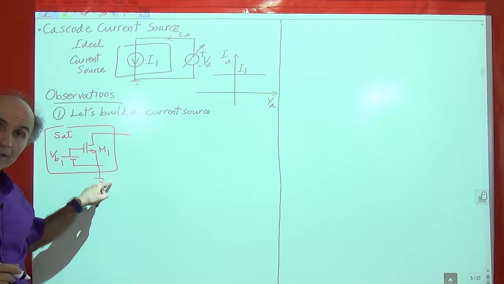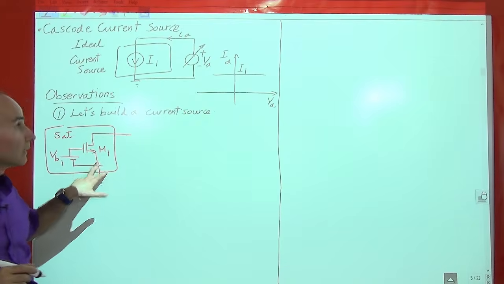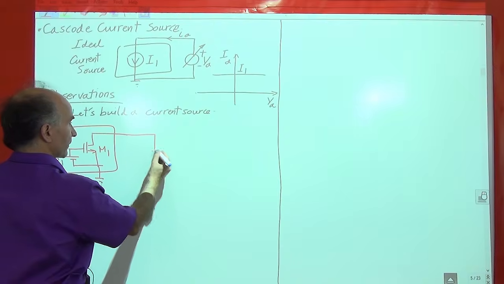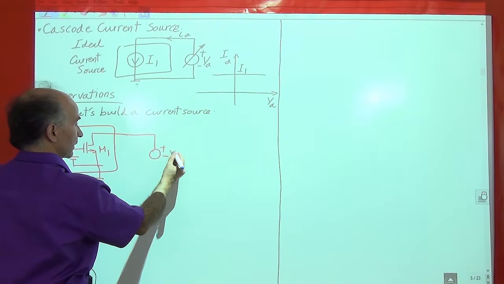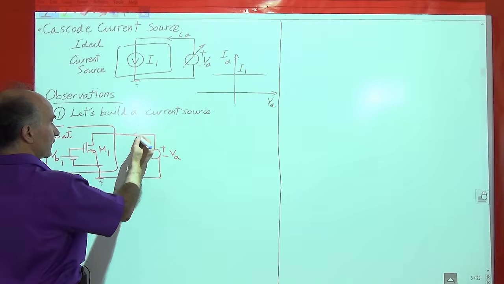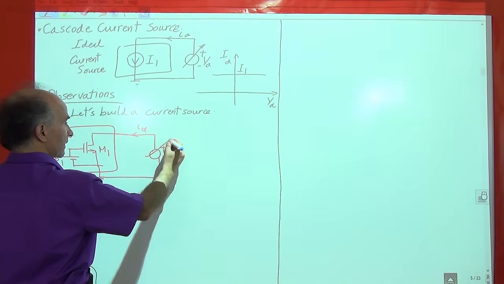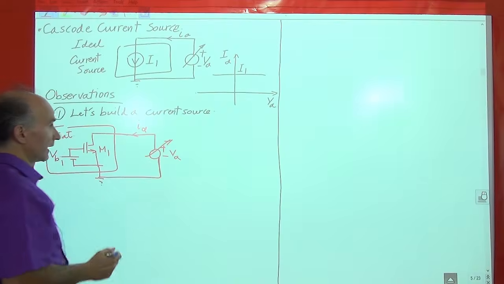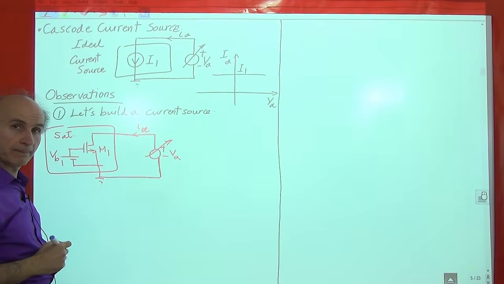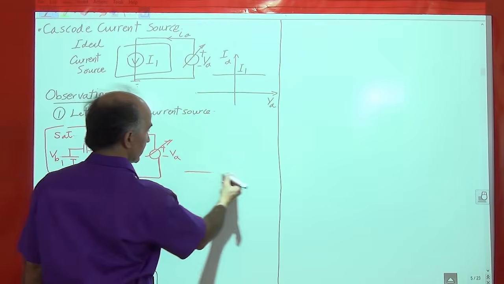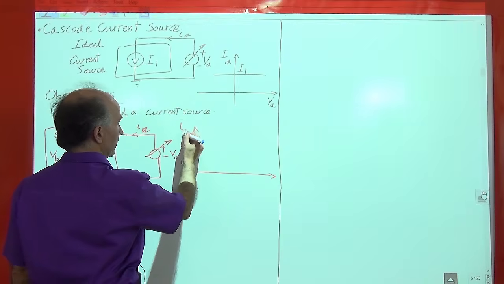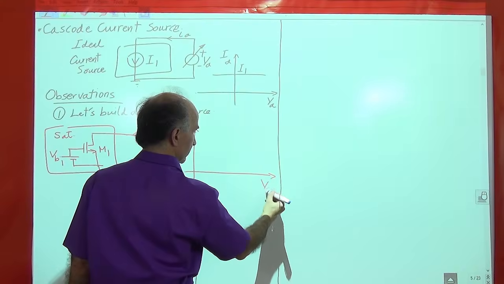Okay, so how do I test for this to be a current source? The same as before. So I'm going to apply a voltage source from outside, call it VA, between these two terminals, and measure this current IA. This is a variable voltage, and I would like to see how IA varies as a function of VA.